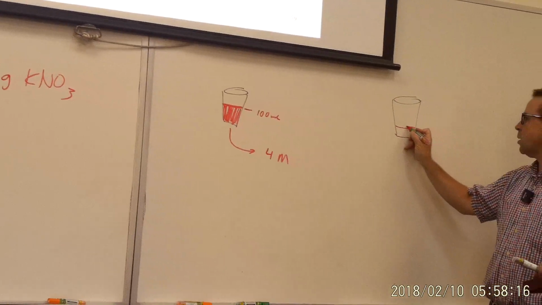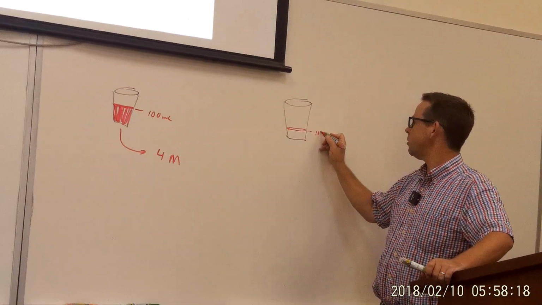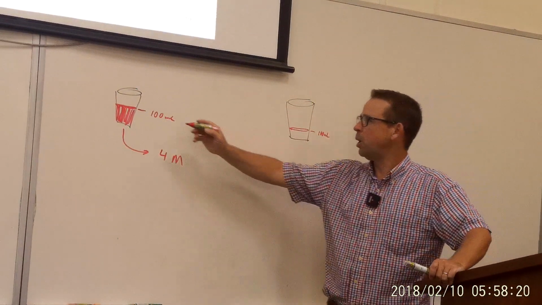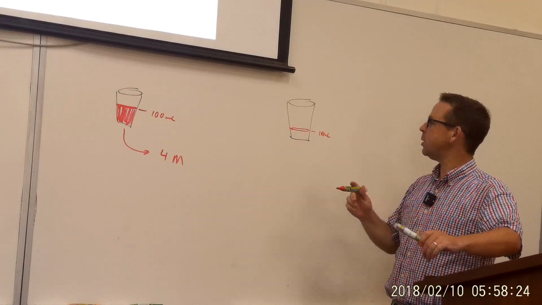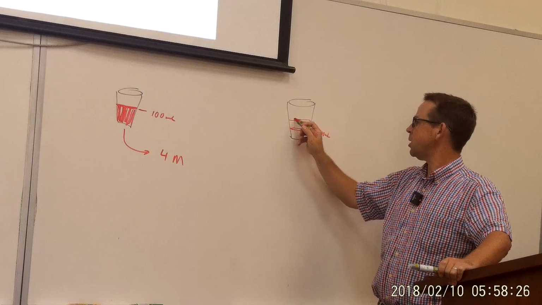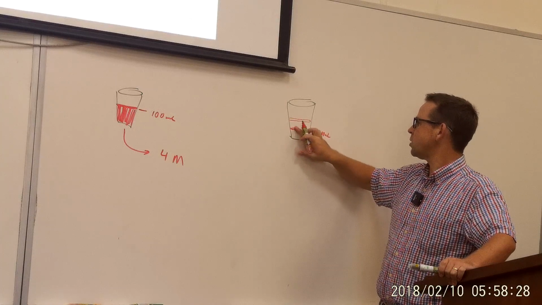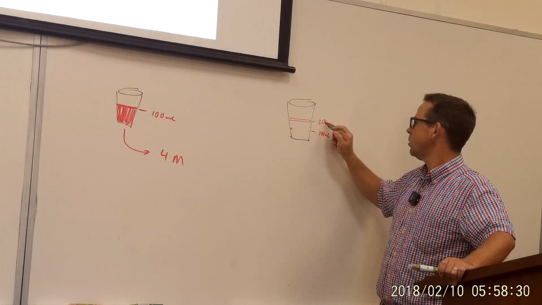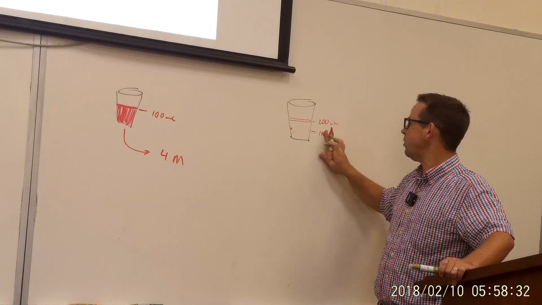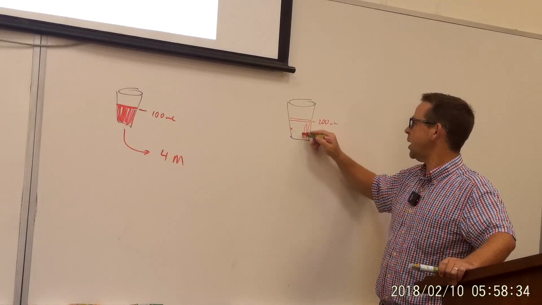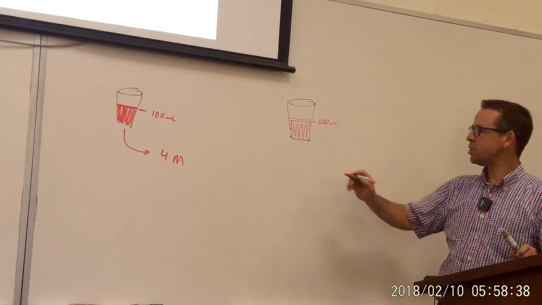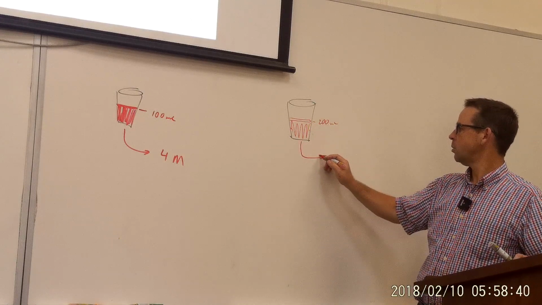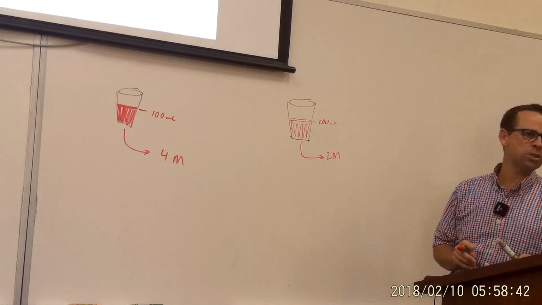If this is our 100 milliliters of punch, how much water are we going to add? Another 100 milliliters. And so the volume is now going to be up here. And the punch is going to be, there's going to be 200 milliliters of it. And it's going to be less concentrated, right? What is the new concentration going to be? 2 molar, the new concentration.